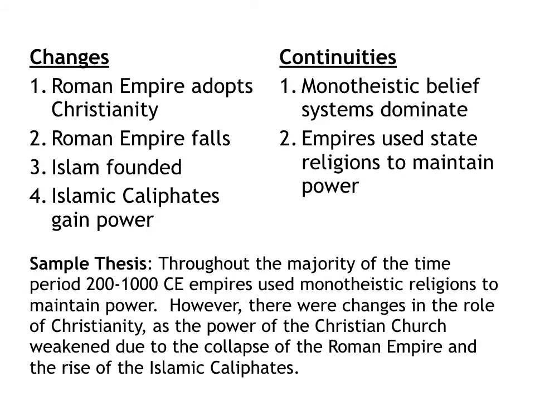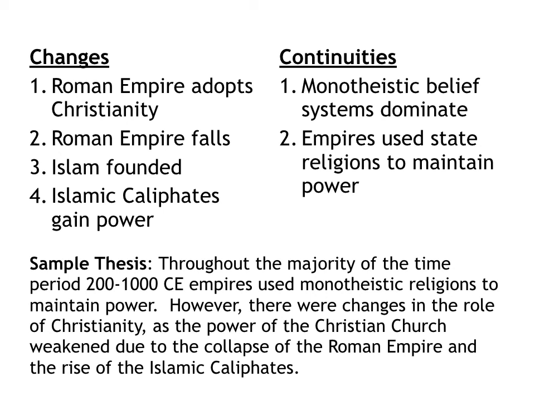So I'm assuming that at this point you have thought about this question a little bit. I made a list of ways to think about it. So this time period 200 to 1000 hits two really important things, at least in terms of religion. The most important is the origins of Islam, is the fact that there was no Islamic faith at all in 200 CE, but by 1000 CE, there was Islam everywhere in the Mediterranean region. So that's hugely important.